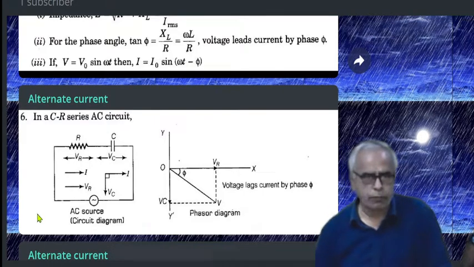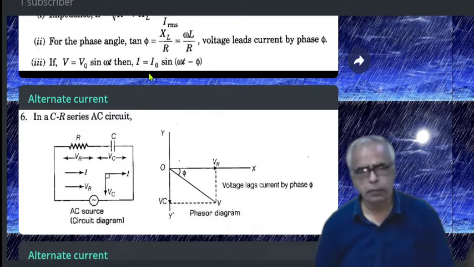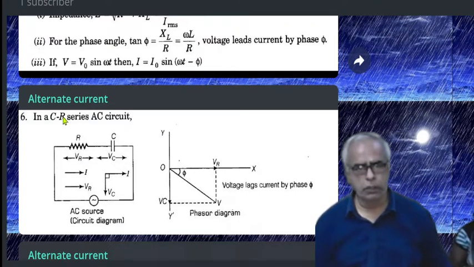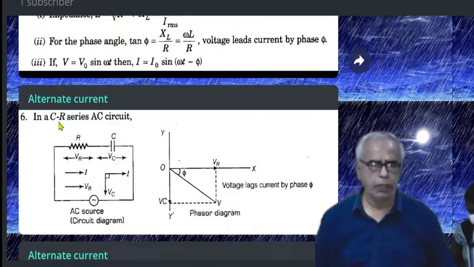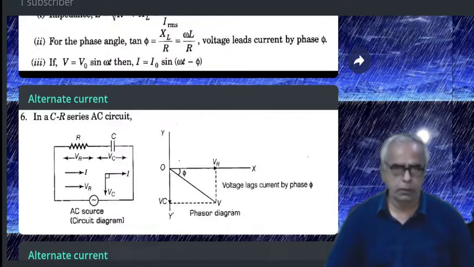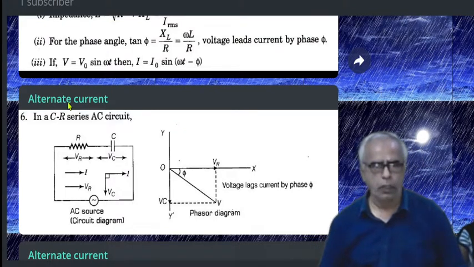Look at this diagram. Here you have the AC source, which gives a sinusoidal voltage in the circuit diagram, right? R represents the resistor, C represents the capacitor. So this resistor and capacitor are connected in series. The voltage across the resistor is called VR, and the voltage across the capacitor is represented as VC. Now the current passing is represented as I.